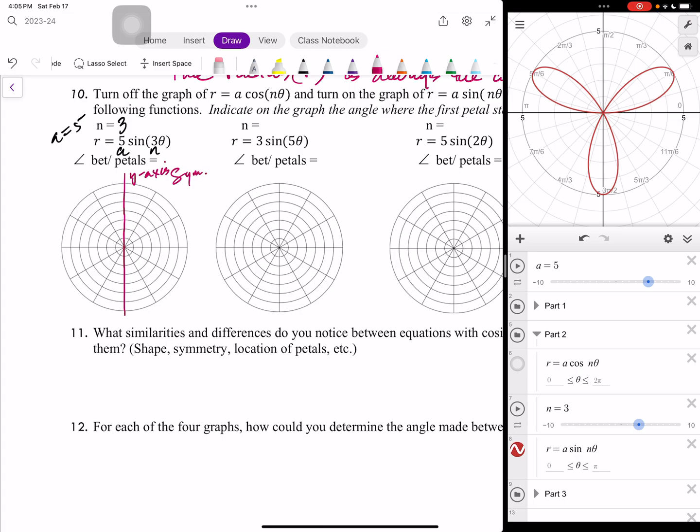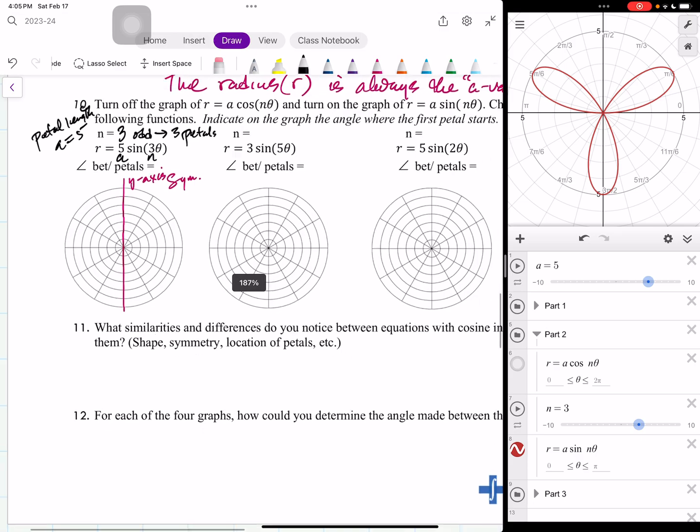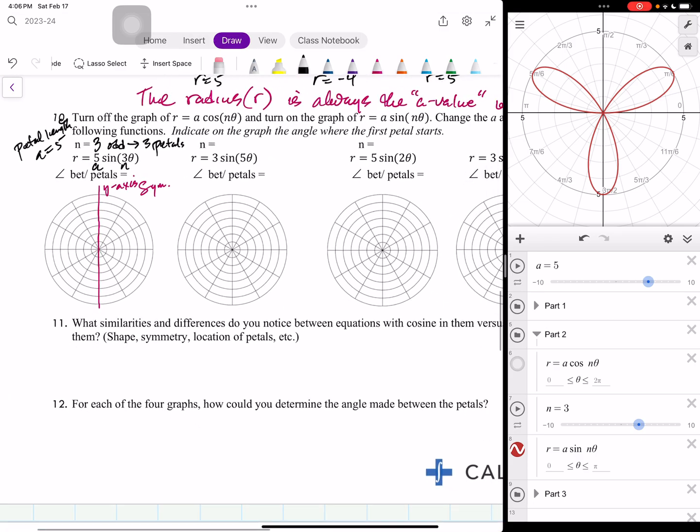And notice that a is still the petal length. So when a is 5, okay, we got a petal length here of 5. So that's cool. That doesn't change. And again, n is 3, which is odd. All right, and we have 3 petals. So that doesn't change, but the symmetry changes. Okay, so that's cool. So we can still use what we've learned earlier, but we have to modify the symmetry.